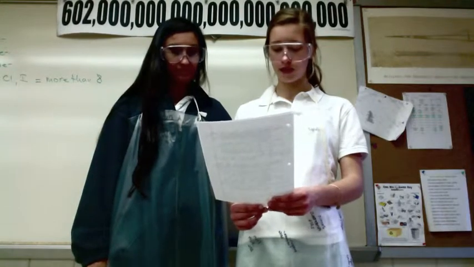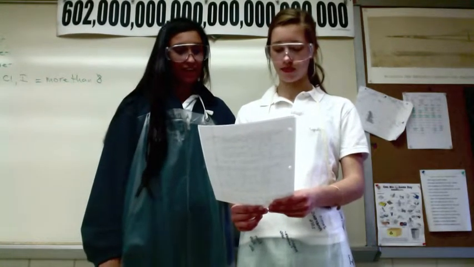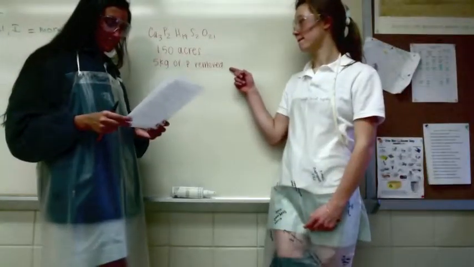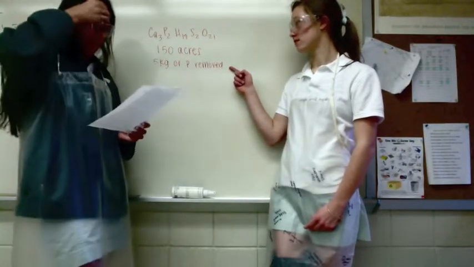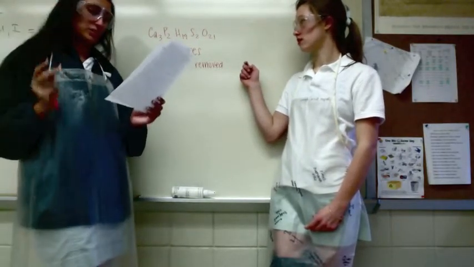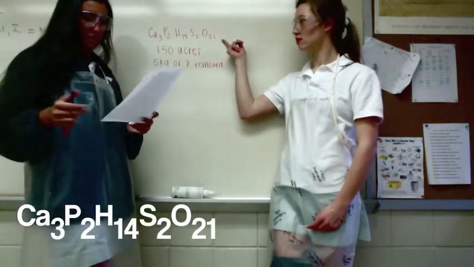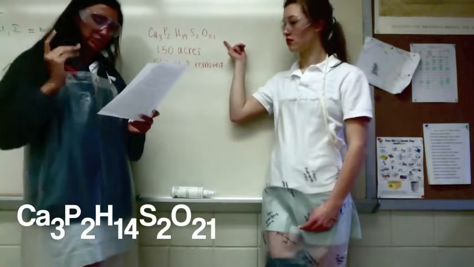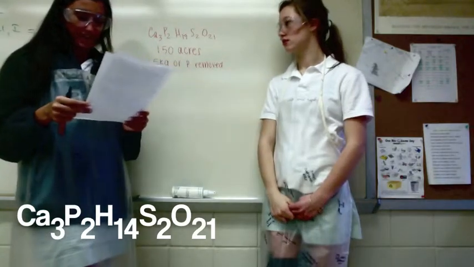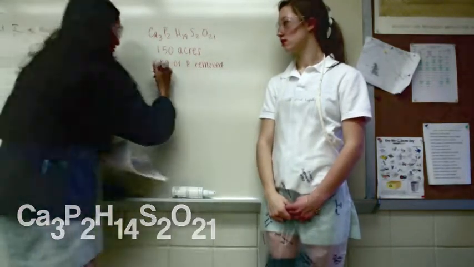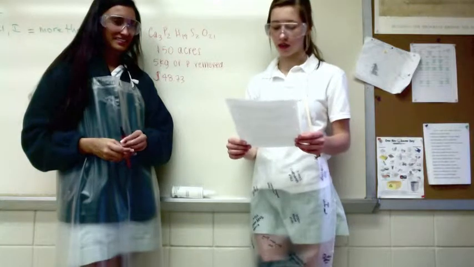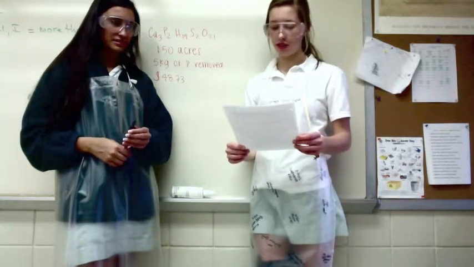Let's say that a farmer has a farm that consists of 150 acres. An acre of corn will remove 5 kilograms of phosphorus from the ground. The fertilizer the farmer will buy is superphosphate with the molecular formula of Ca3P2H14S2O21. A normal bag of fertilizer costs $48.73. This is where stoichiometry would come into play in a real-life farming example.